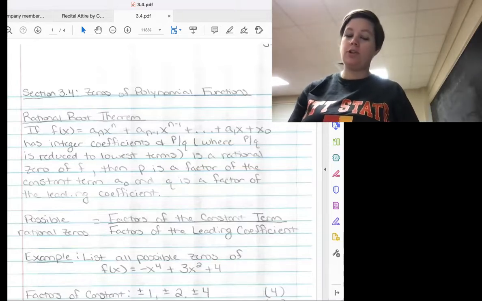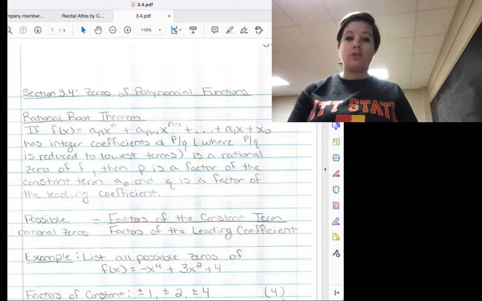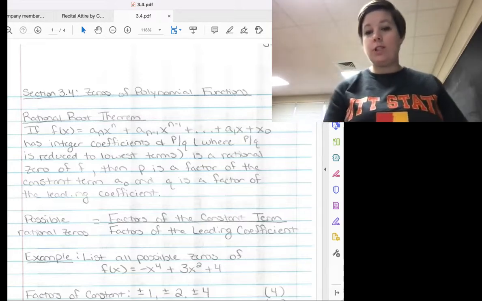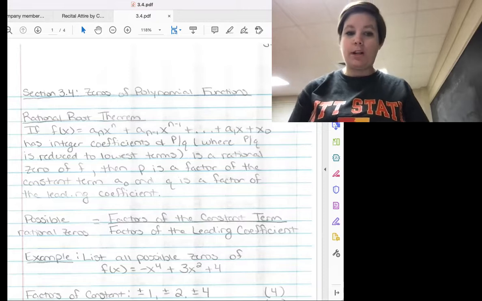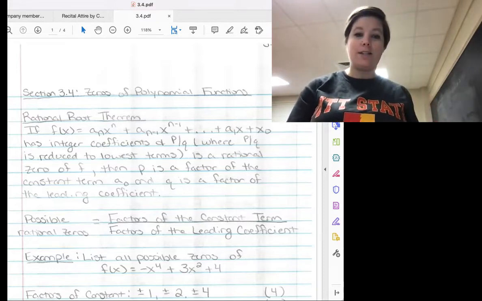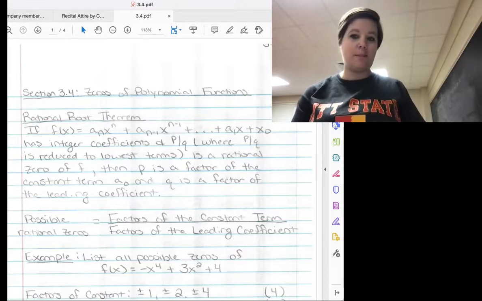So before we do that, we're going to talk about the rational root theorem or the rational zero theorem. Some books say it one way or the other. This is one of those theorems that sounds really complicated when it's just written out like it is right there. But to use it, it's really not as bad as it sounds. So I'm going to read it, I'm going to talk about it, and then we're going to use it, and you'll see that it's not that bad.